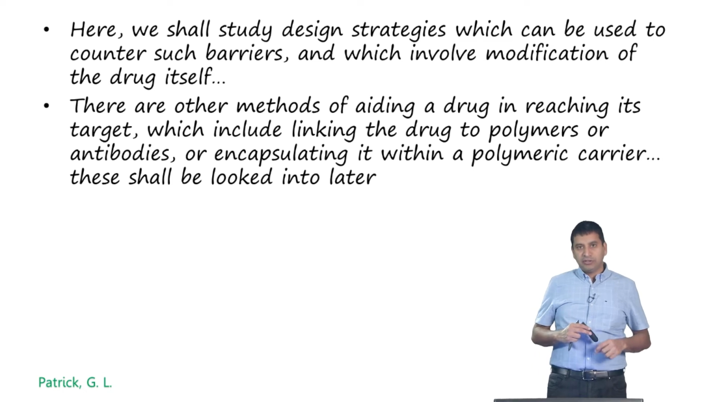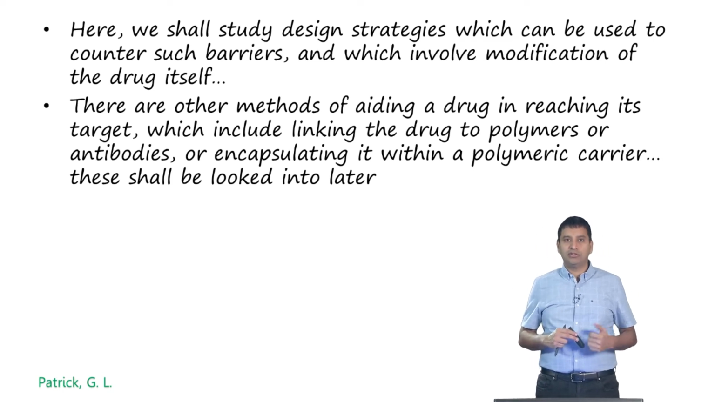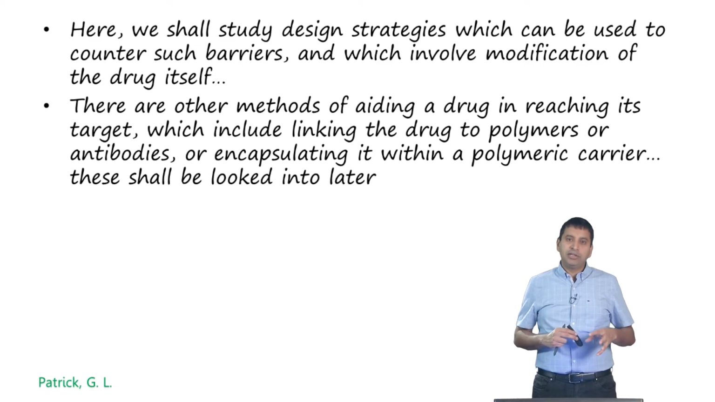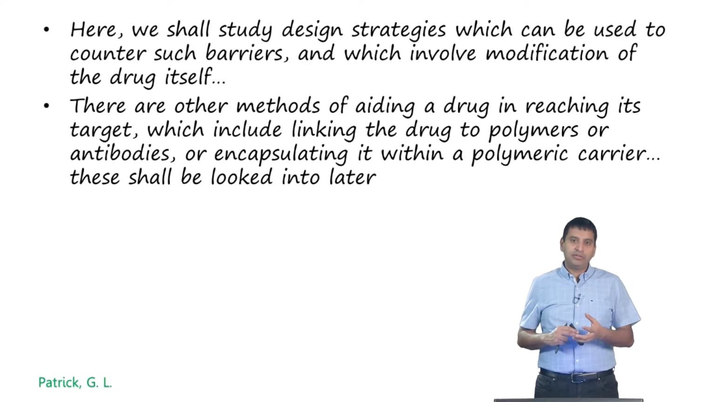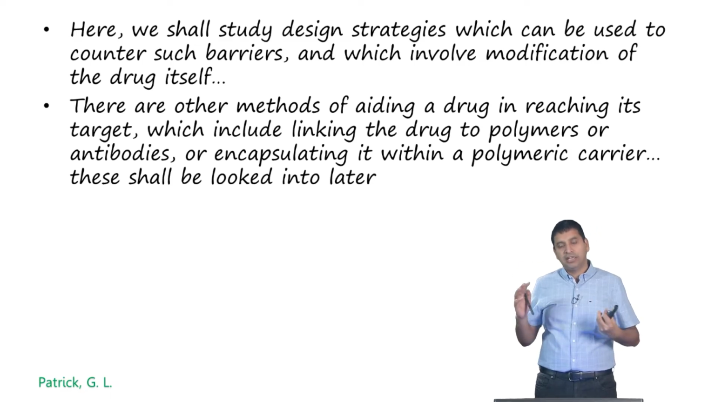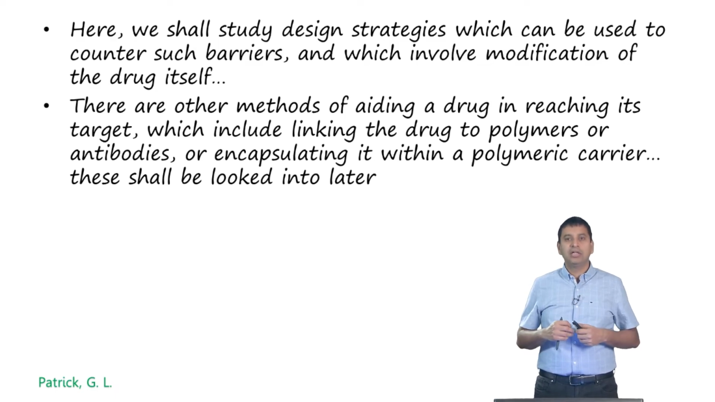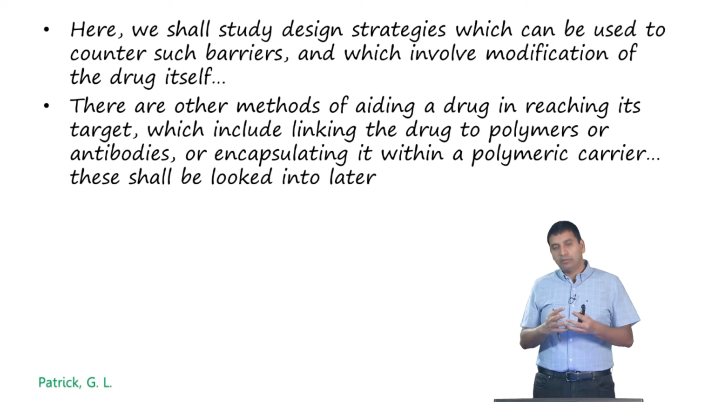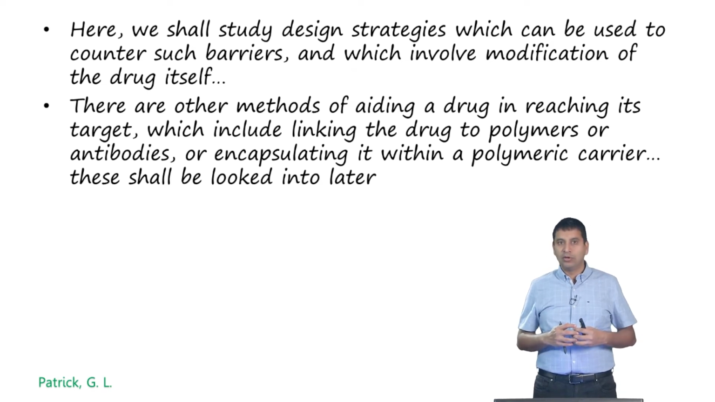We shall study some design strategies which can be used to counter such barriers, and there are other methods which help with getting the drug to its target, and some of these include linking of drugs to polymers or antibodies. Polymers will help with encapsulation, and this will help get it to its target perhaps. Antibodies are very specific to certain cell surface receptors, and by conjugating our molecule to the antibody, we may be localizing the drug better. We can also do covalent modification to a polymer or an oligomer and so on. We should look into this in more detail later.